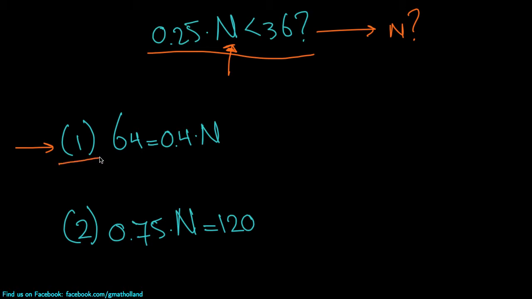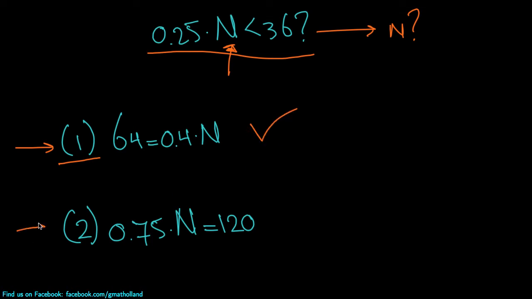Now, this first piece of information gives you an equation with just one variable, n, so we can solve for n. Since we can solve for n, we can answer this question. So we have enough information to answer the question.